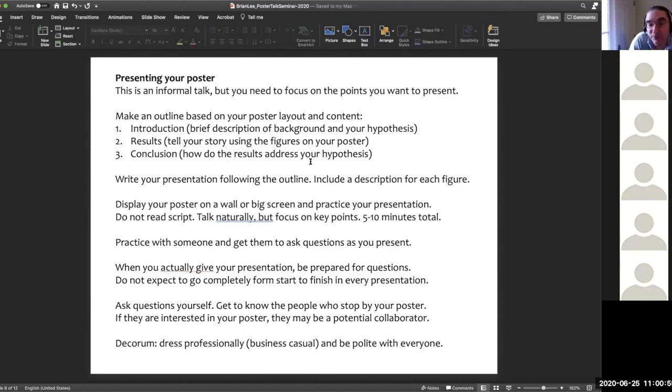But keep your focus on those key points. Your presentation, if you go through and do a practice presentation for a whole poster without having anybody there asking questions, should take about 5 to 10 minutes. So practice for that time scale.